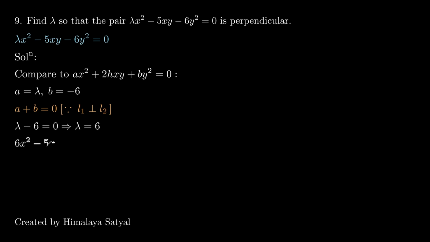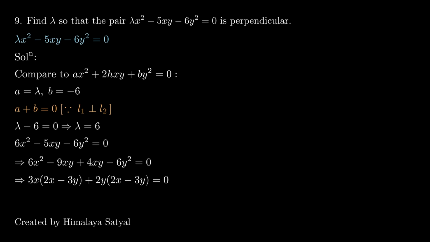We can plug in 6 instead of lambda into the given equation and factor out the quadratic by splitting the middle term to get either 2x minus 3y is equal to 0 or 3x plus 2y is equal to 0.